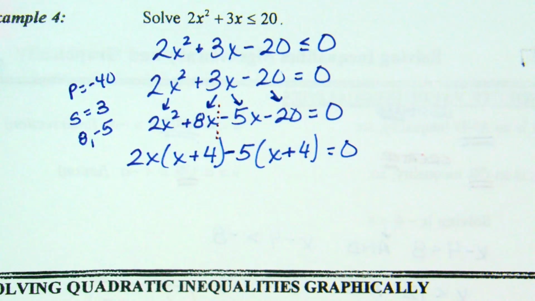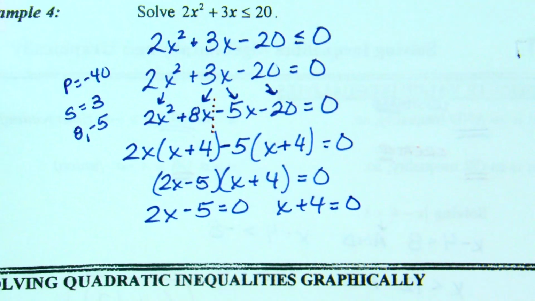The parentheses match. So one of my parentheses is 2x minus 5, my GCFs of 2x minus 5, and the other parenthesis is x plus 4, matching x plus 4. You pretty much know what your zeros are, but officially the step is to set both equal to 0. So 2x minus 5 equals 0. x plus 4 equals 0.